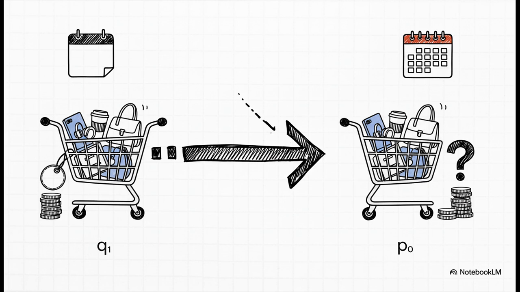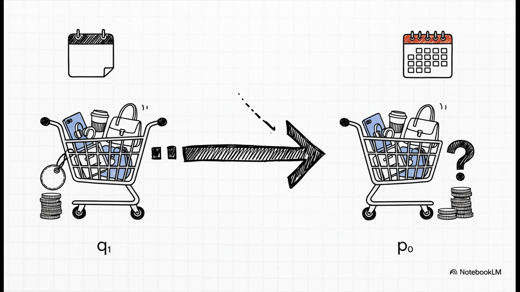Paasche's method asks a different question. It looks at your shopping trolley today with all the new things you buy and asks, how much does my current shopping trolley cost compared to what it would have cost in the old base year? It uses new current quantities, or Q1, as weights. This method reflects current buying habits, but because it includes those new, cheaper alternatives, it can sometimes understate the true impact of inflation.